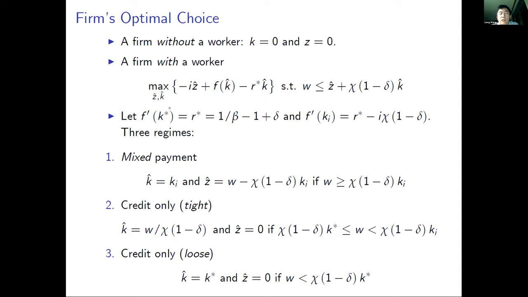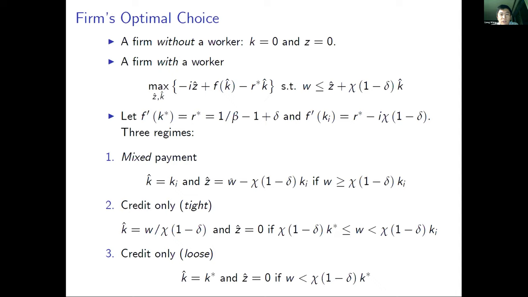And there are going to be three different scenarios. So I call this case 1, 2, and 3. In case one, we call that the mixed payment case. Mixed payment case is in the sense that the firm is going to use both cash and capital pledged lending to pay for the wage. You can see here, the optimal capital holding is K I and the optimal cash holding is z hat. So basically the cash holding for the firm is just to chip in for whatever is left for the wages, not enough to pay with capital, and chip in with cash.